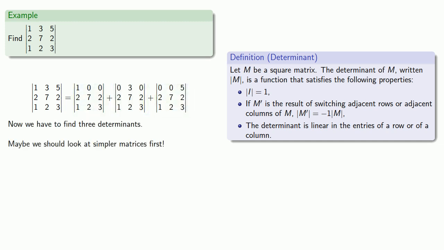So maybe we should look at simpler matrices first and see if we can say anything about the determinant in general. So let's think about that. We do know how to compute the determinant of a 2 by 2 matrix, and since the determinant of a 2 by 2 matrix relies on multiplying the entries, let's start by making the entries as simple as possible. For multiplication, simple means 0. And so we might ask, what if a matrix has a row or column of zeros?